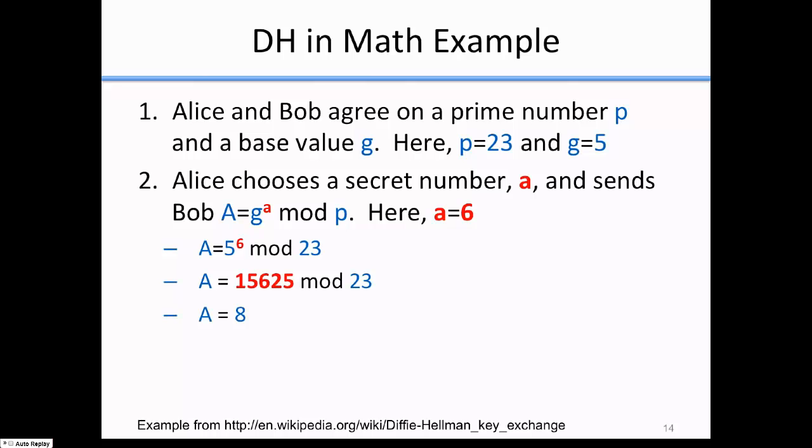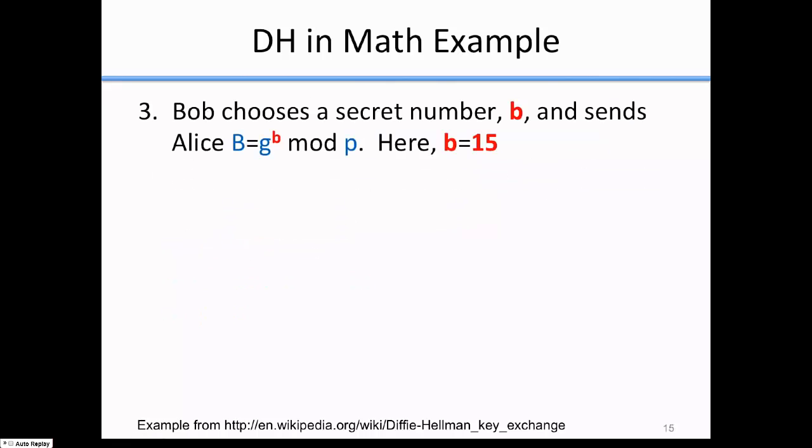Okay, so Alice calculates capital A equals 8, which, from the color scenario, is the equivalent of Alice choosing her own secret color, lowercase a, and then mixing it together with the shared color and getting capital A, 8. We're just using math instead of paint. We're doing modulo exponentiation.